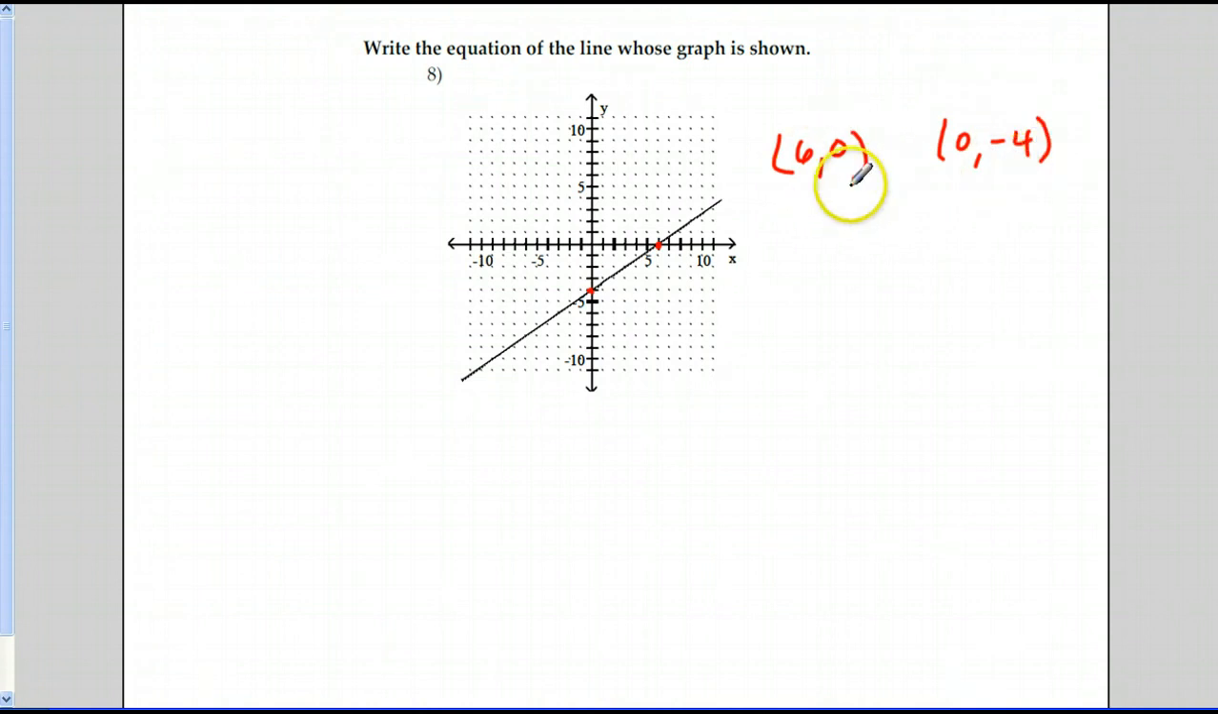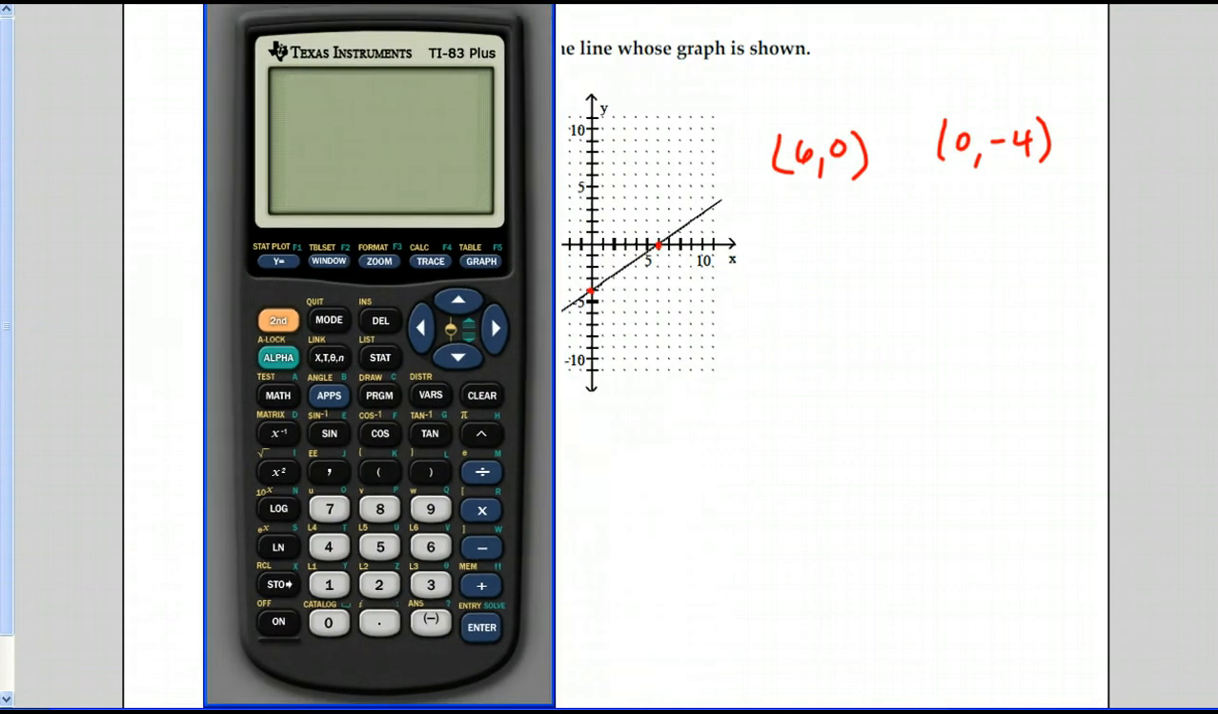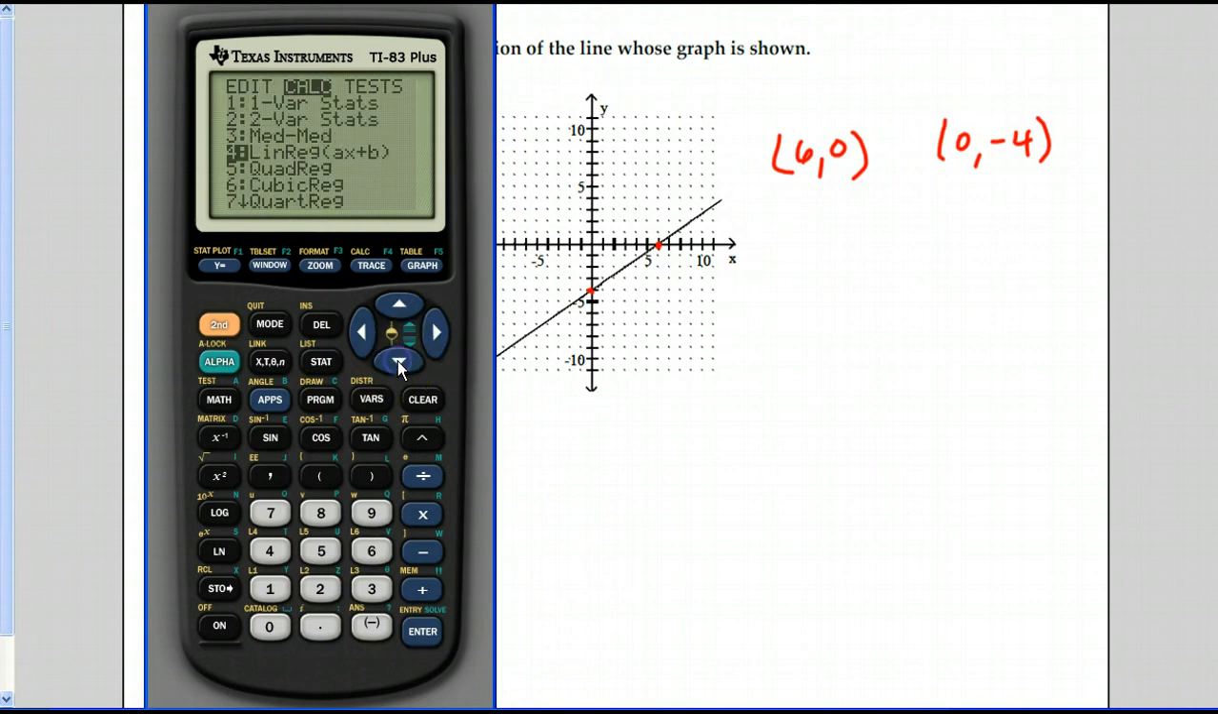Alright, so I can use my calculator to do this. I can do it by hand. It doesn't matter. It's fine to me if you use your calculator. So plug in those 2 points. Stat, edit. Alright, our x coordinates are 6 and 0. Our y coordinates that correspond to those x's are 0 and negative 4. Stat, calc, linear regression. That'll give us the line.